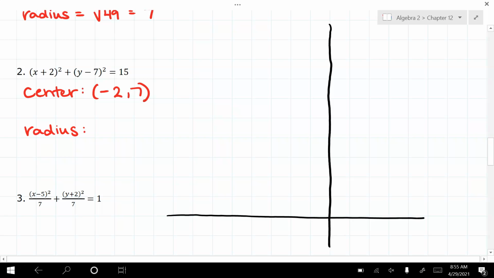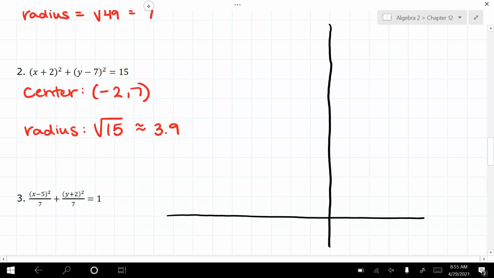So for my center here, I'm pulling the opposite from what I see. So -2, +7. That comes from the x and from the y. Now radius is at 15, and we have to square root 15. 15 is not a perfect square. Okay, it's not going to come out nice as a whole number. You're going to get a decimal. So I would round it, so it's approximately 3.9. So almost 4.